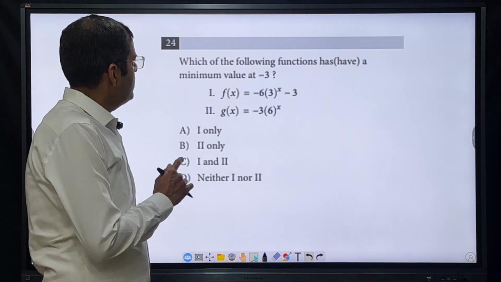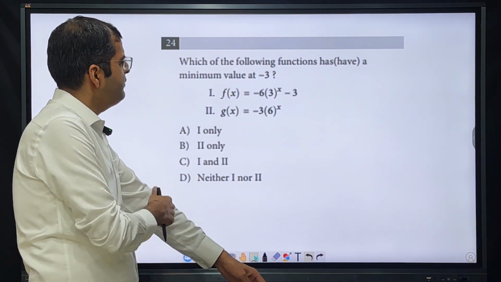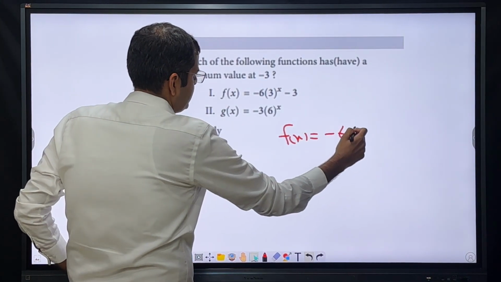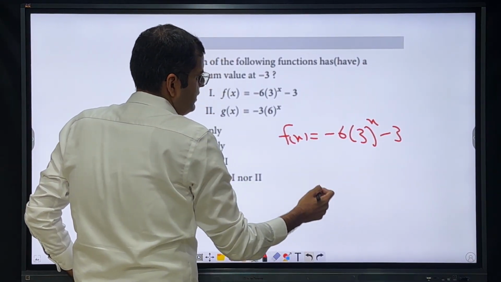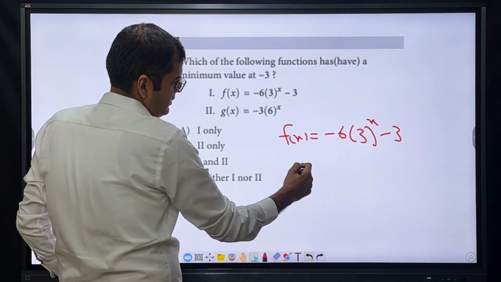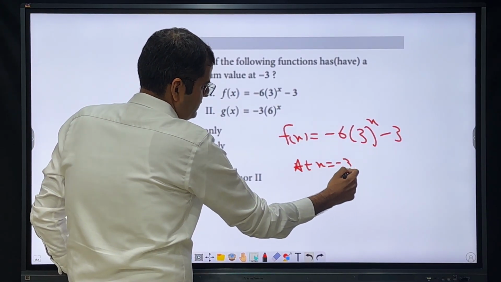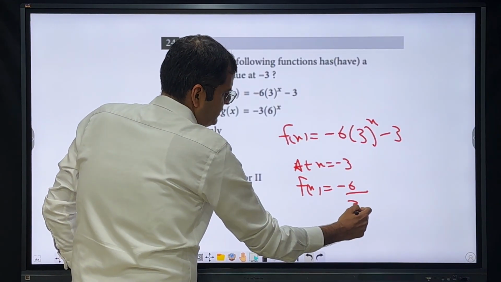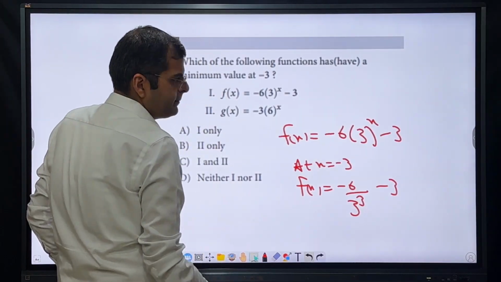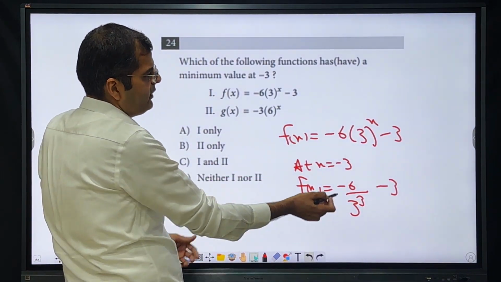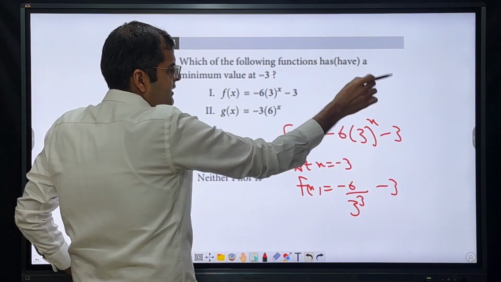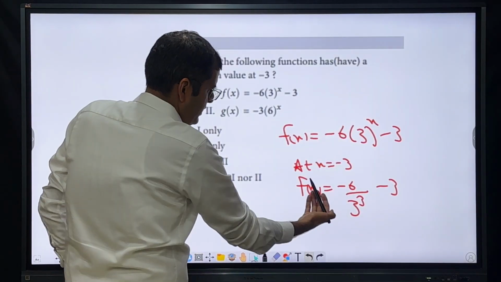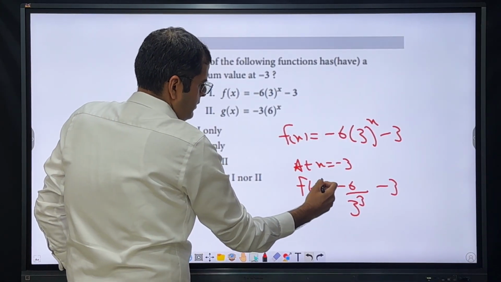Okay. So the question says which of the following functions has or have a minimum value at minus 3? First function is f of x equal to minus 6 times 3 raised to x minus 3. So if I put x as minus 3, at x equal to minus 3, what do I get? f of x is minus 6 times 3 raised to minus 3, that is 3 divided by 3 cube, minus 3. Okay, I can actually get a much lower value if I have positive values of x. Let's say x is 100. This is f of minus 3.